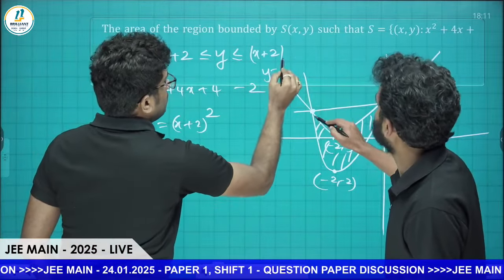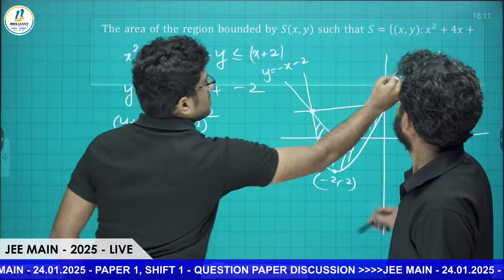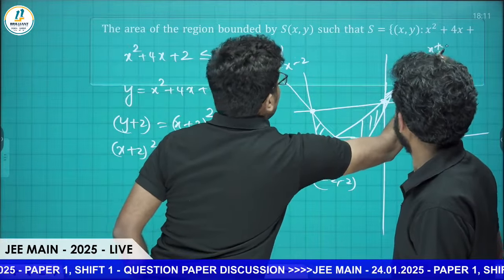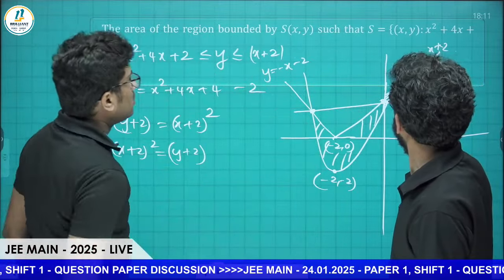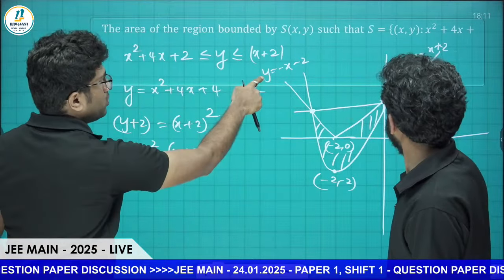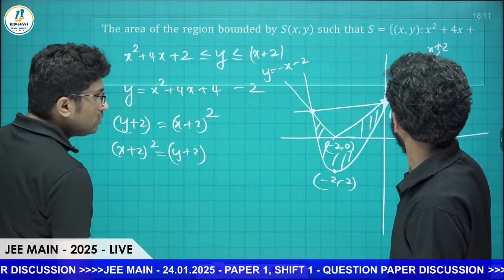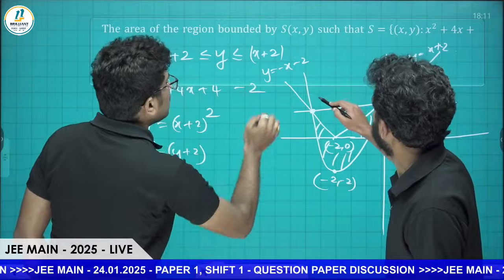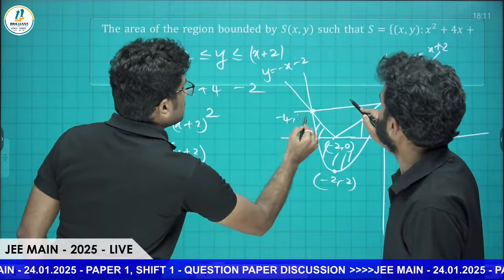Yes, sir. What about this point? This point is x minus 2 and this is y is equal to x plus 2. So if we put 0 here, it will be 0. If we put x is 0 on the Y-axis, then y is equal to 2. Yes, sir. And in here it will be minus 4 comma 2. Yes.